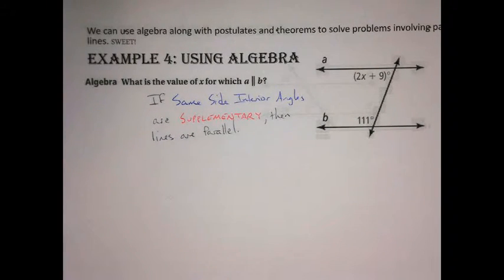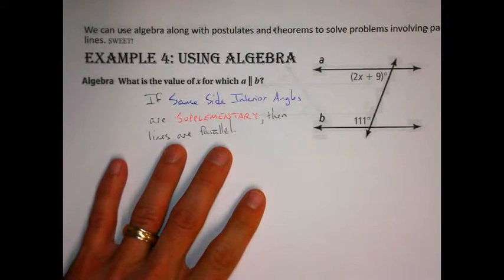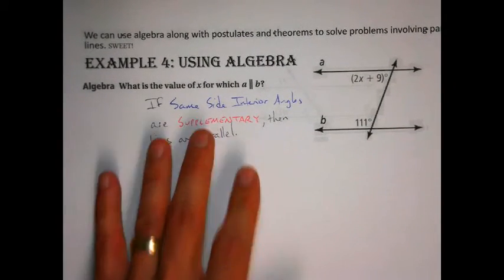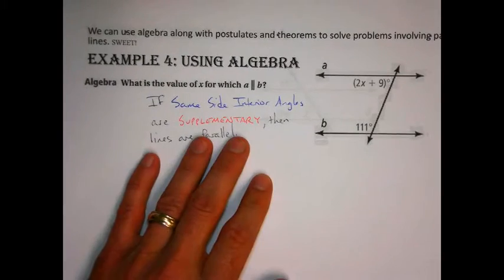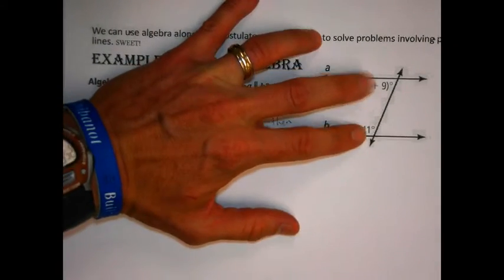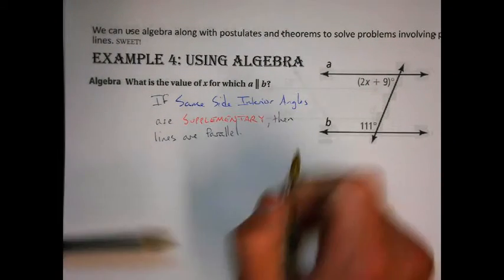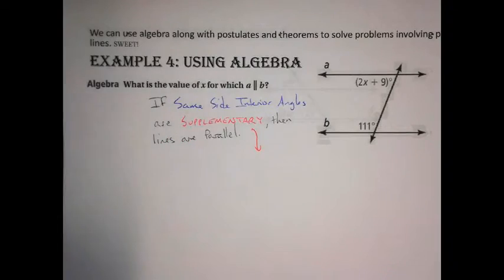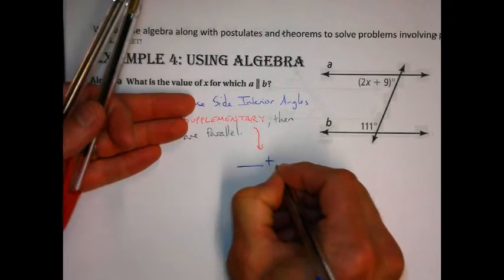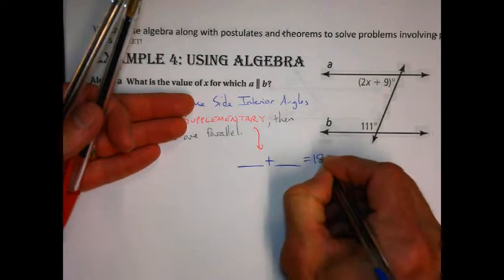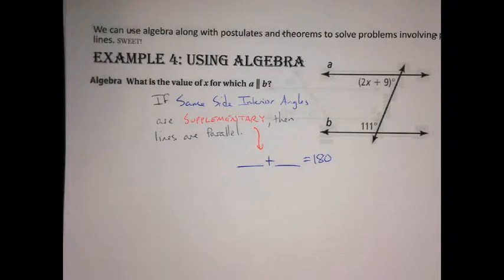So this is, again, the theorems that you have to know. It's not the titles so much as what they are. If same side interior angles are supplementary, then lines are parallel. That means if these two things are supplementary, then A would be parallel to B. So guess what supplementary means? Supplementary means, if you recall, that the two or more things, it doesn't matter how many, add up to 180. Okay, so what supplementary means, the two things add up to 180.